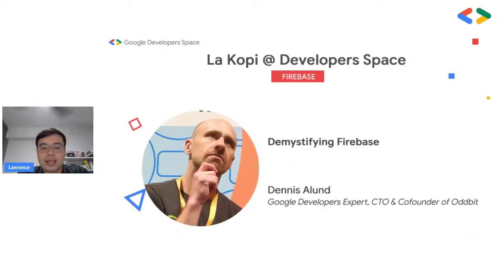Like I say, this month's theme is Firebase, and we are glad to have Dennis tonight. Before I bring him up on stage, let me briefly introduce him. Dennis is one of our Google Developer Experts for Firebase, and he's an active mentor for many Google startup programs. He is also the CTO and founder of Oddbit, a software development agency that focuses on mobile and web app development. They also specialize in product development for startups. Now let me bring him out on stage so he can share more with all of you.